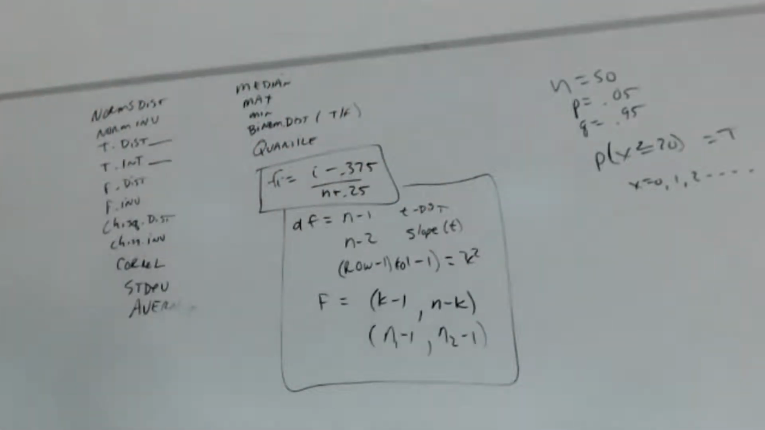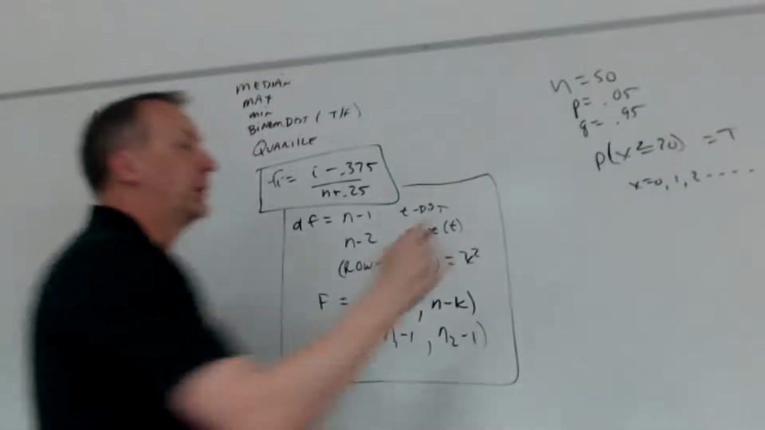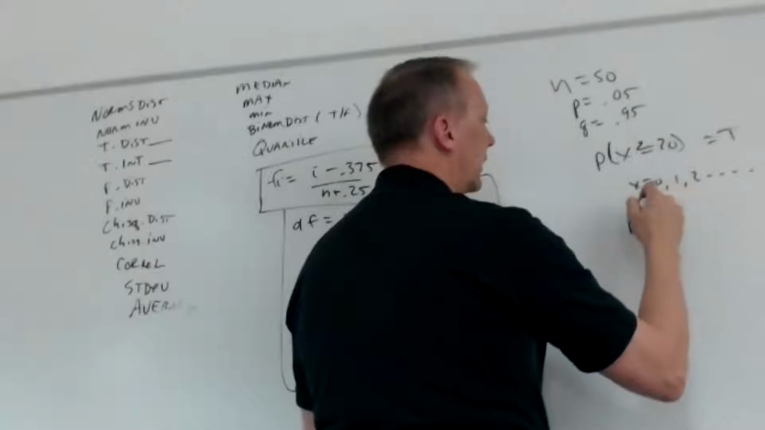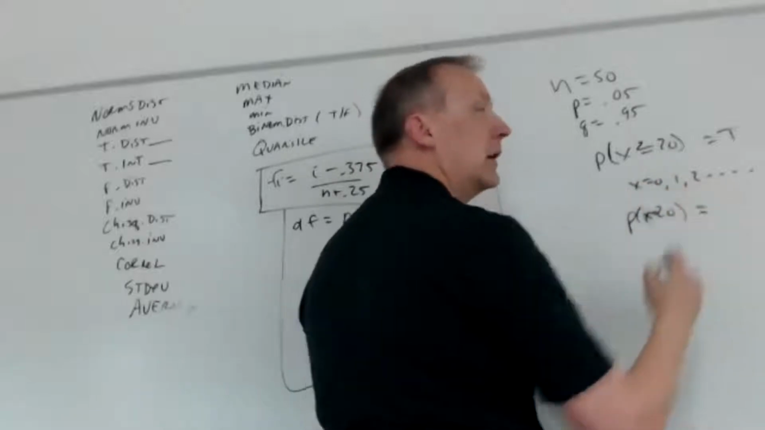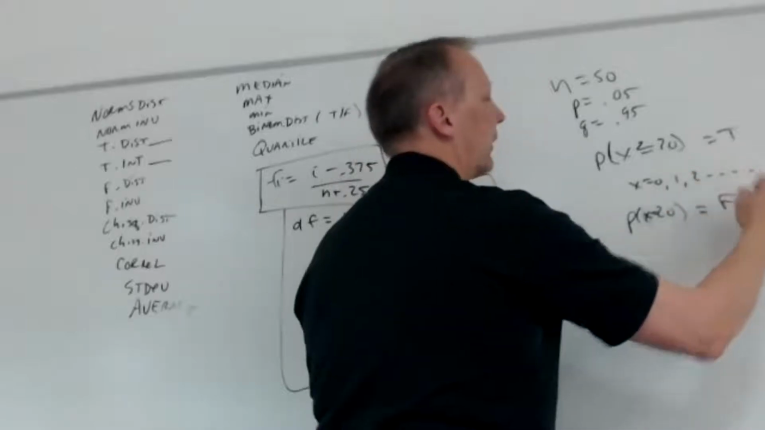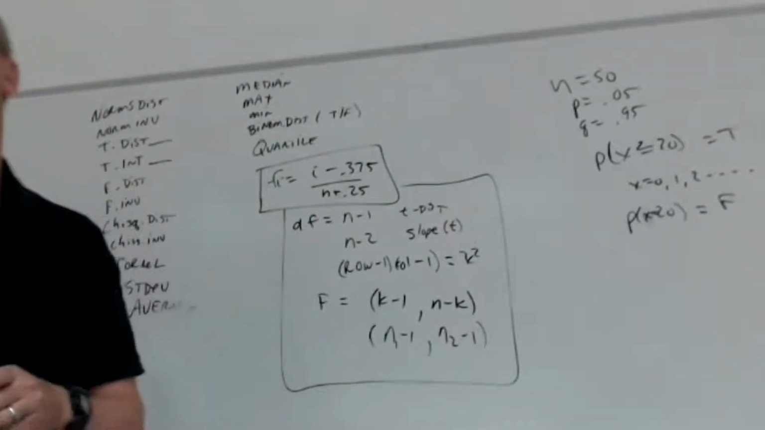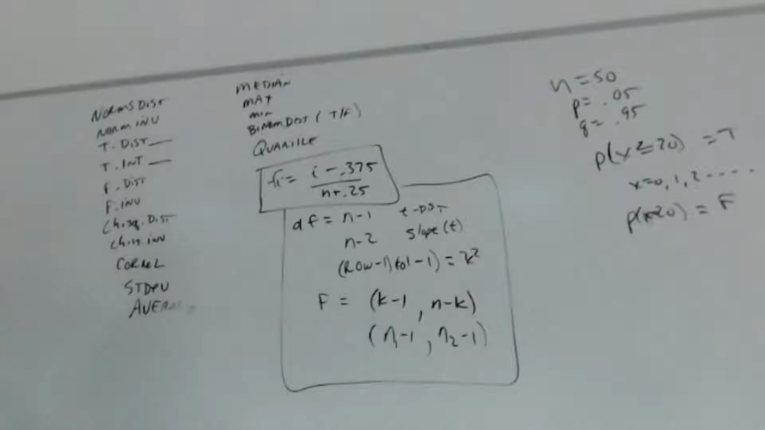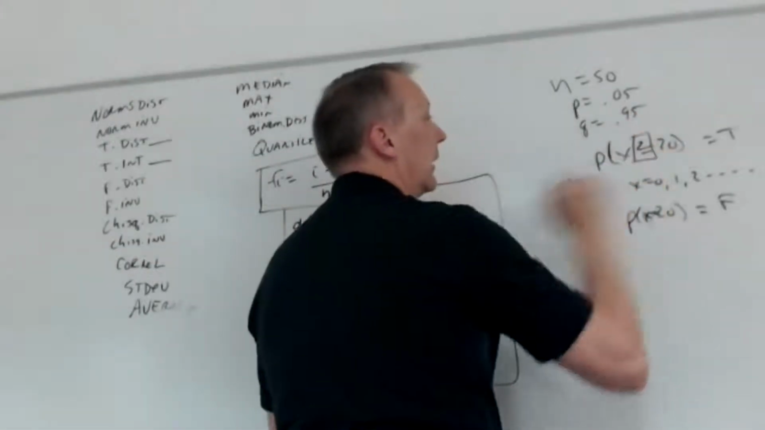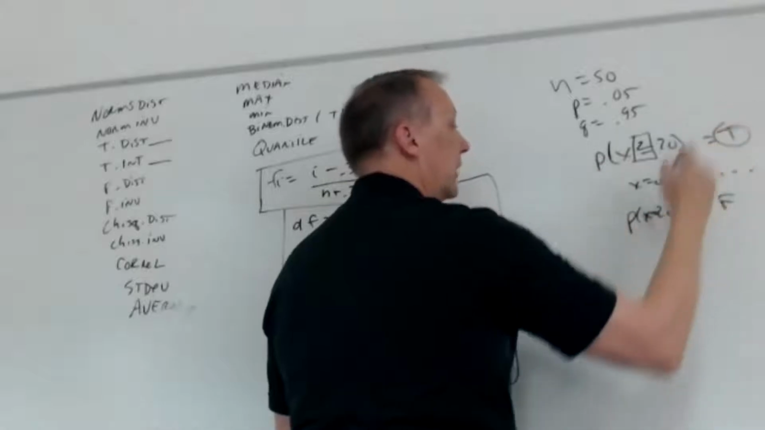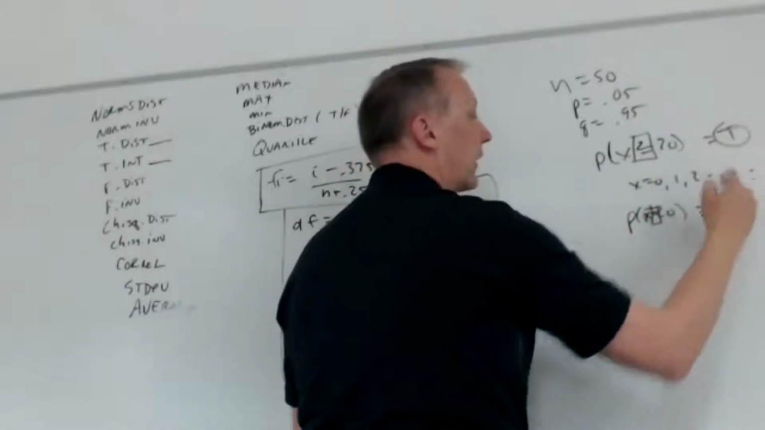If I want the probability that X equals 20, that one is a false. It could be less than or equal to 30. It doesn't matter how many there are. What matters is this sign here. If it's a less than or equals, it's a true. If it's an equals, it's a false.